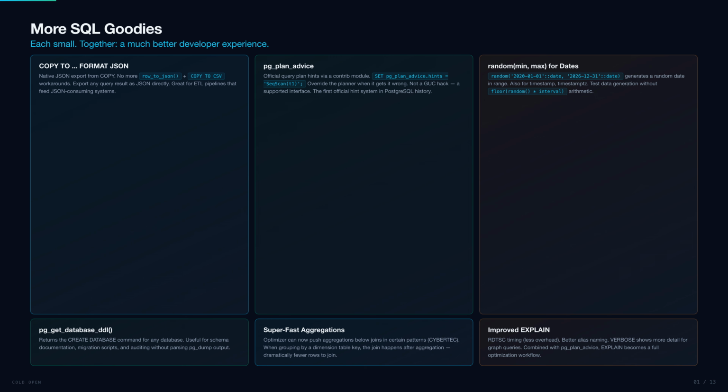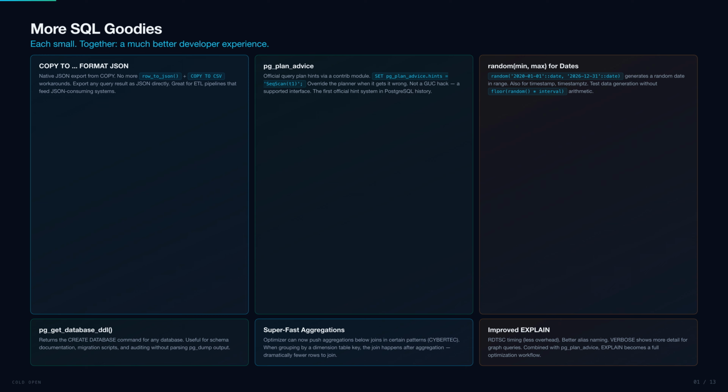6 more SQL improvements worth knowing. Each is small. Together they make a much better developer experience. COPY TO FORMAT JSON. Native JSON export. No more row_to_json workarounds. pg_plan_advice. Official query plan hints via a contribution module. The first supported hints system in PostgreSQL history.